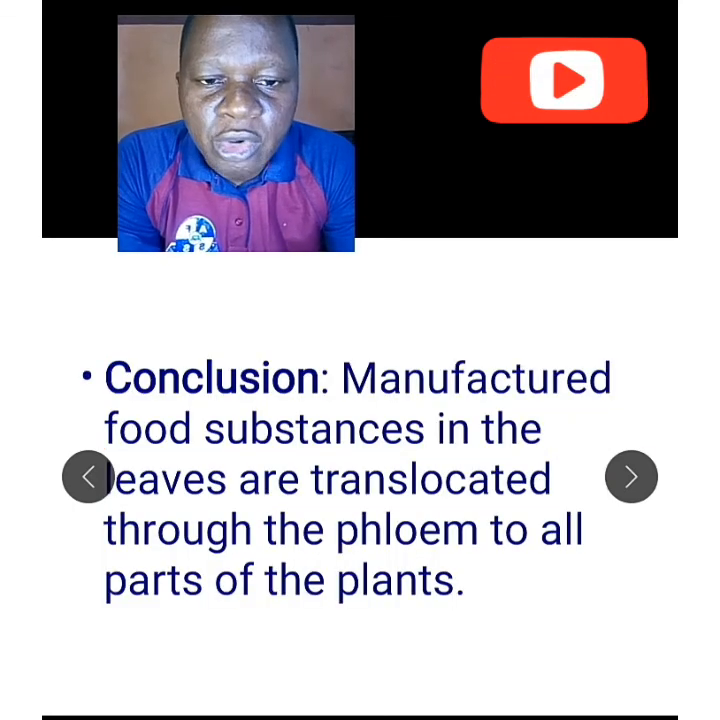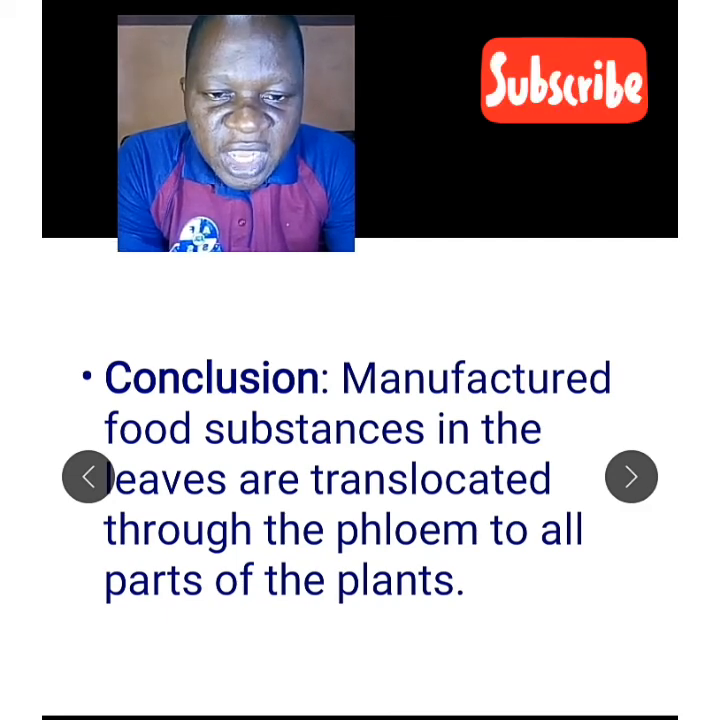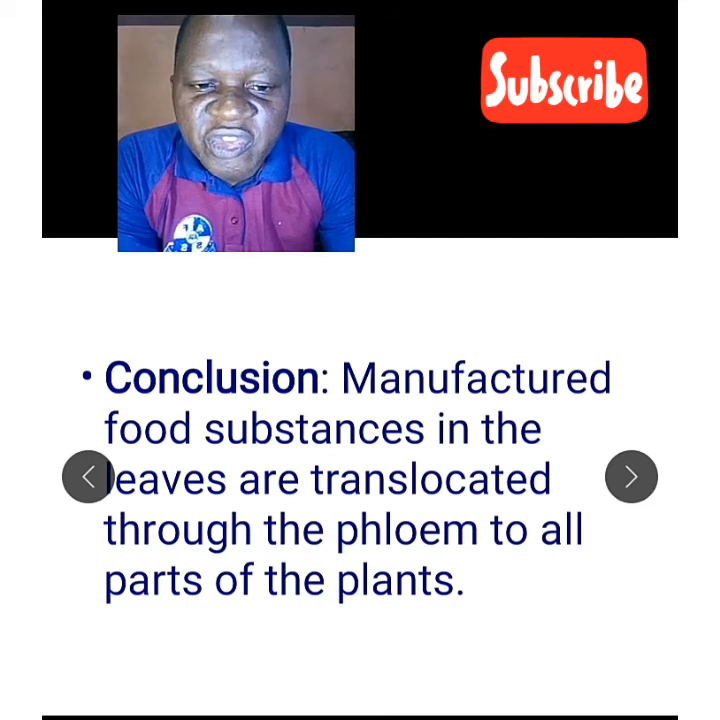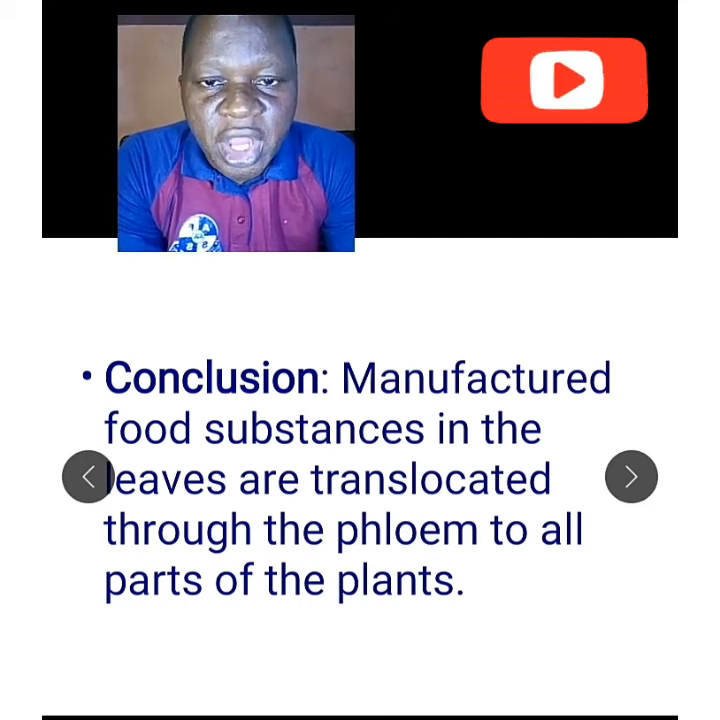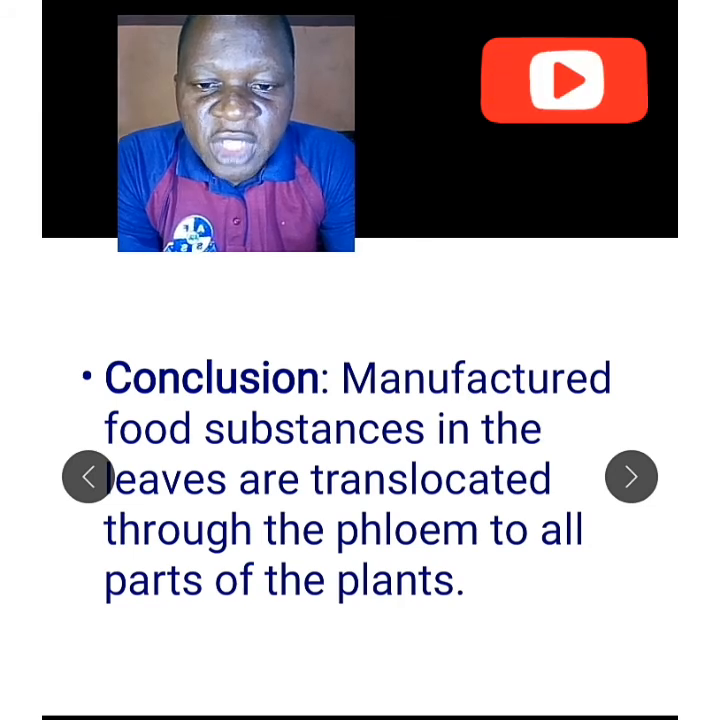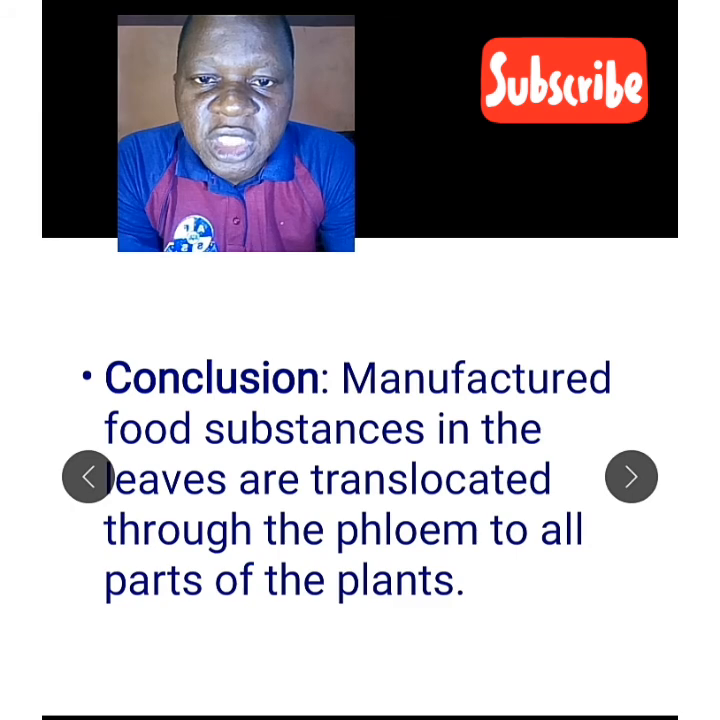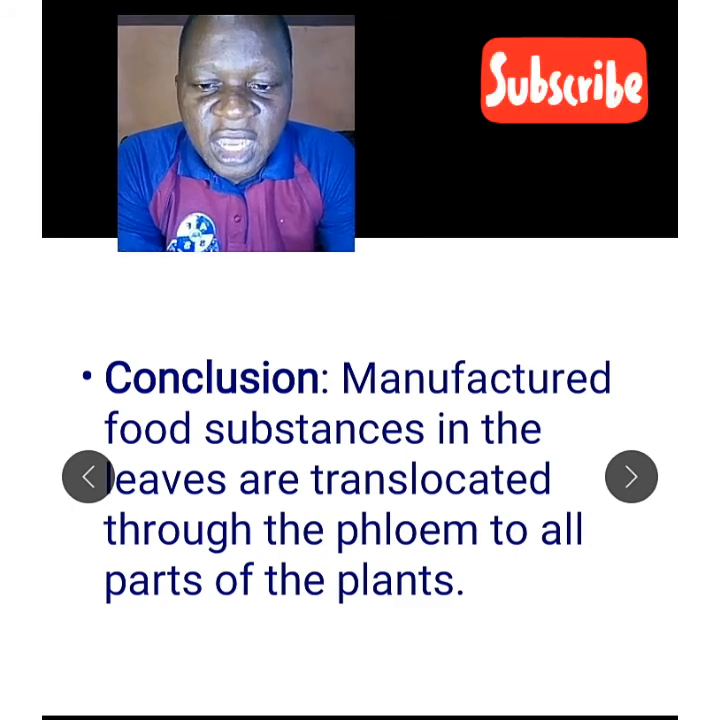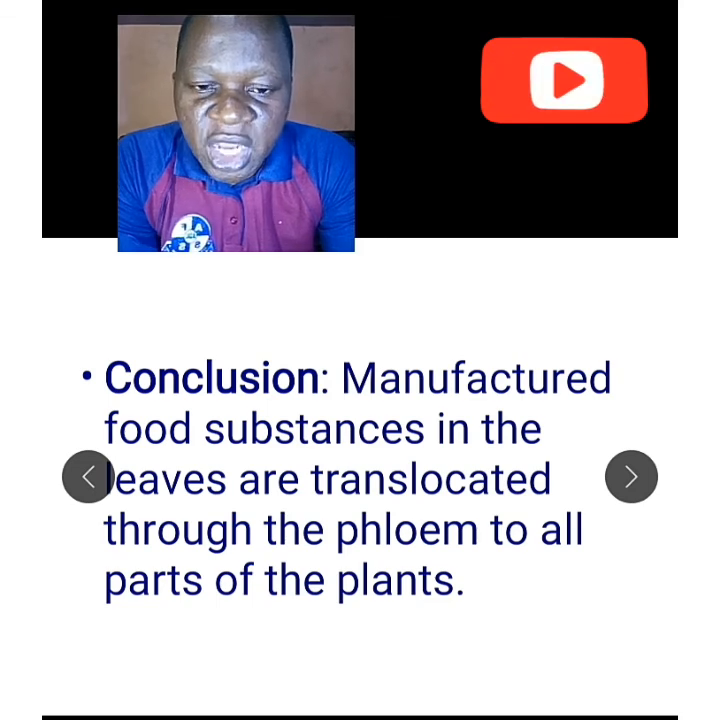So the conclusion is that manufactured food substances in the leaves are translocated through the phloem to all parts of the plant. That's why in the other plant where we do not remove the phloem, translocation still takes place. So that is about translocation. It's as simple as that, just like we discussed transpiration.